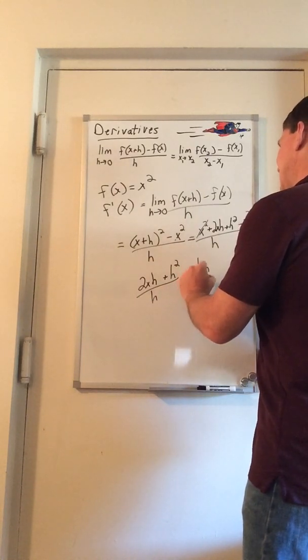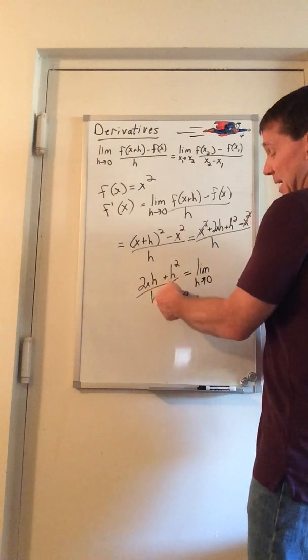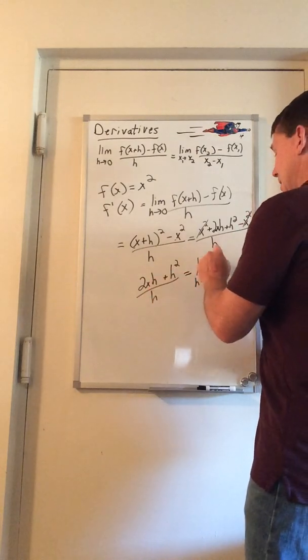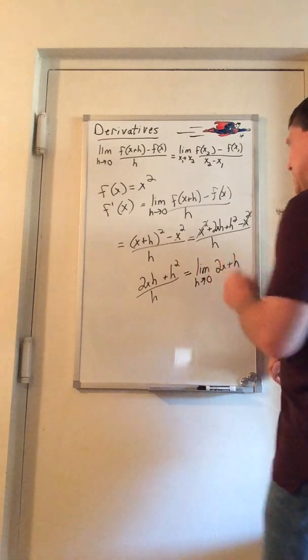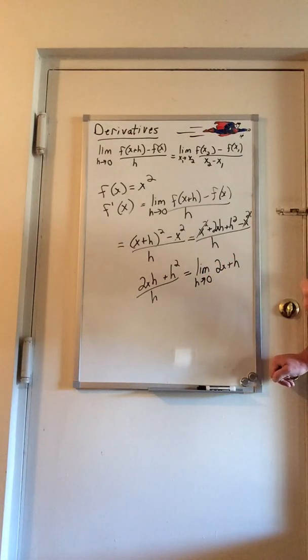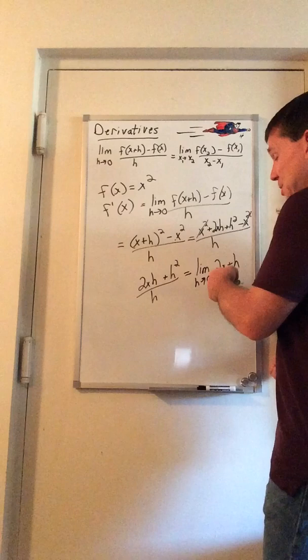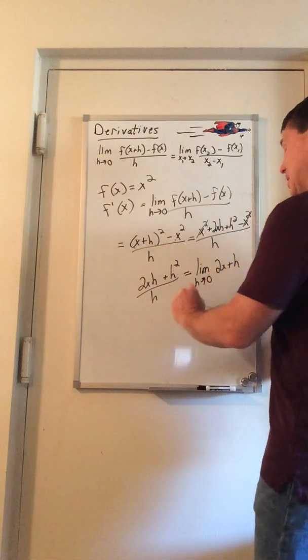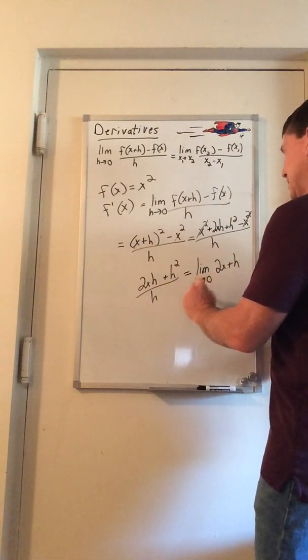So we'll take the limit as h approaches 0. This h canceled. One of each of these did. So I'm left with 2x plus h. Now, as h approaches 0, that h approaches 0, and my limit becomes 2x.